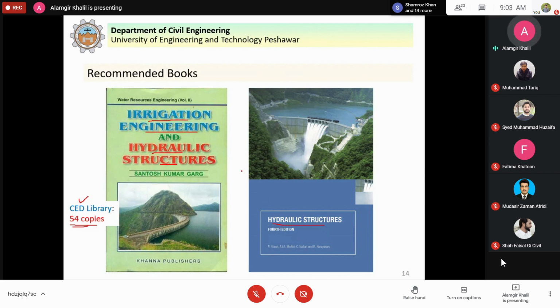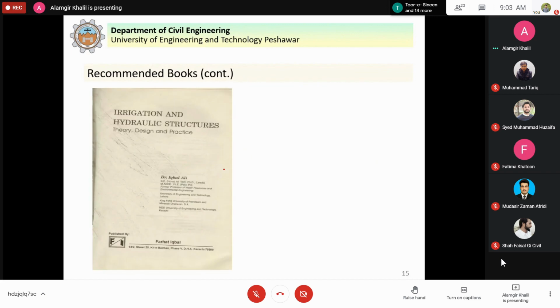These are given in your syllabus. We have other books also that are very good. For example, we have Irrigation and Hydraulic Structures, Theory, Design and Practice by Dr. Iqbal Ali, a Pakistani author. So he has written this book. It's available in the market also. If you are interested to keep a copy of this, you can purchase it.